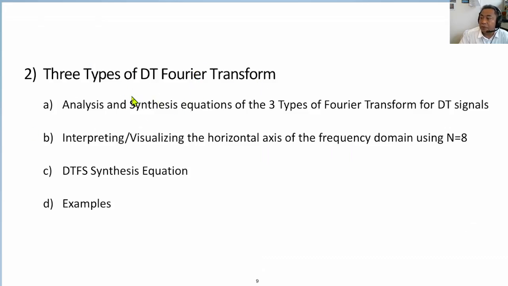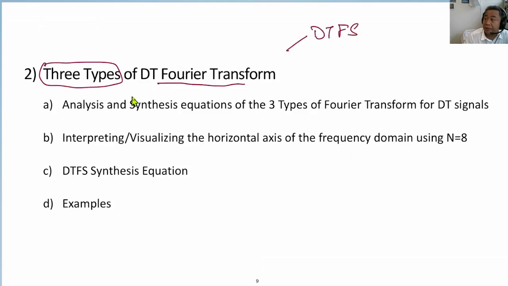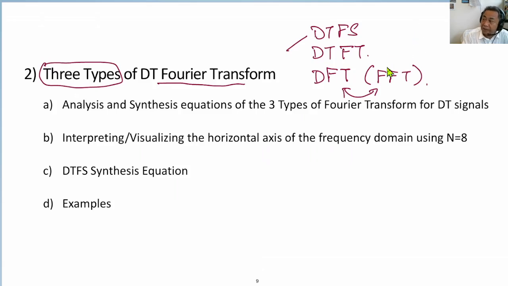In these slides, we'll talk about the three types of Fourier transform for discrete time. There are the DTFS, the discrete time Fourier series, the discrete time Fourier transform, and the last one is the DFT, also known as FFT, the fast Fourier transform. These are synonymous. FFT is the fast version of the DFT. We will have some interpretation again and examine the synthesis equation and some examples.